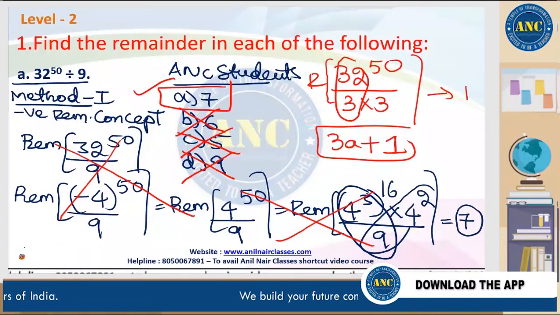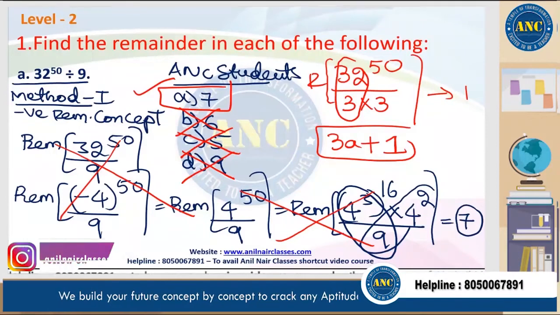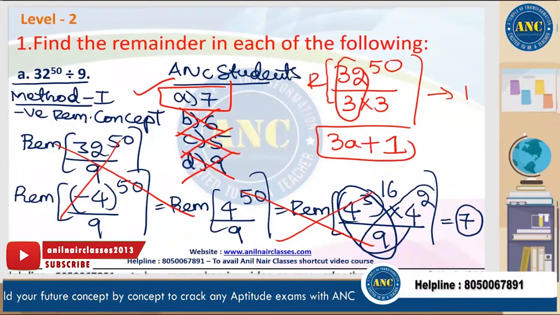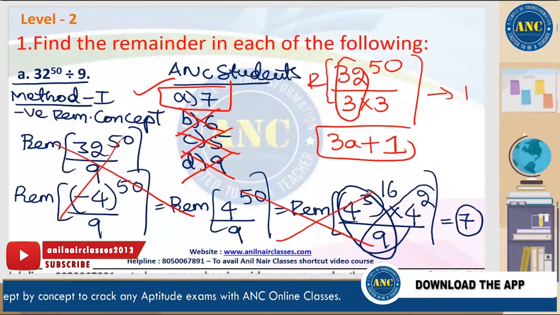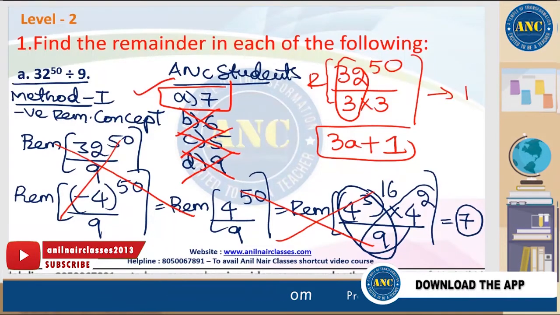Again, I am repeating. 9 is nothing but 3 into 3. 32 power 50 when divided by 3: 3 11s are 33, minus 1. Minus 1 power 50 is plus 1. So the answer when divided by 3 should give a remainder 1.